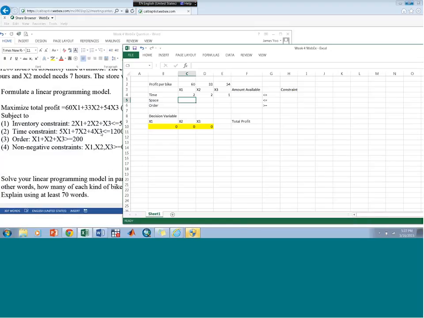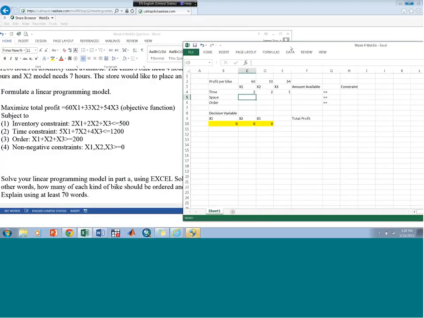So now we just finished creating the linear programming model in mathematical form, and now it's time to translate that information into Excel, right? Because we have to run a linear programming model using Excel Solver. So just make sure that you identify four important sections.